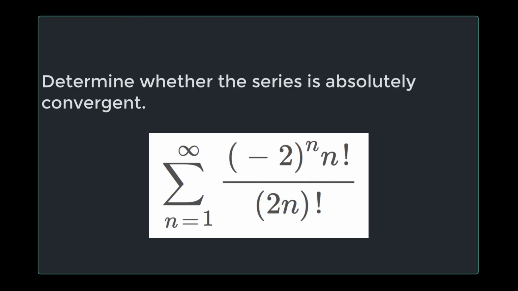The question we're working on today is, determine whether the series is absolutely convergent, and it's the sum from n equals 1 to infinity of (-2)^n times n factorial all over (2n) factorial.